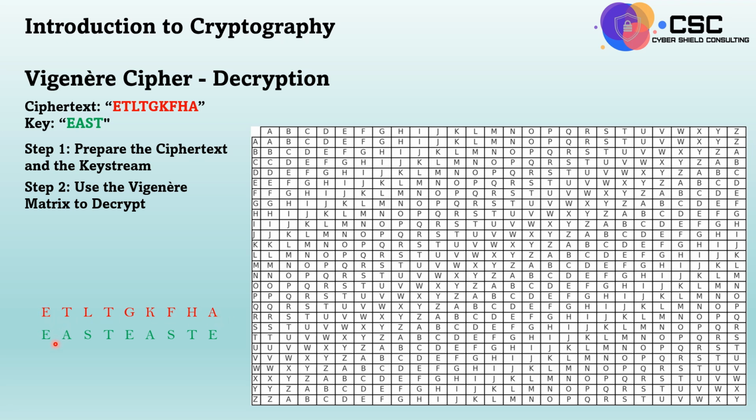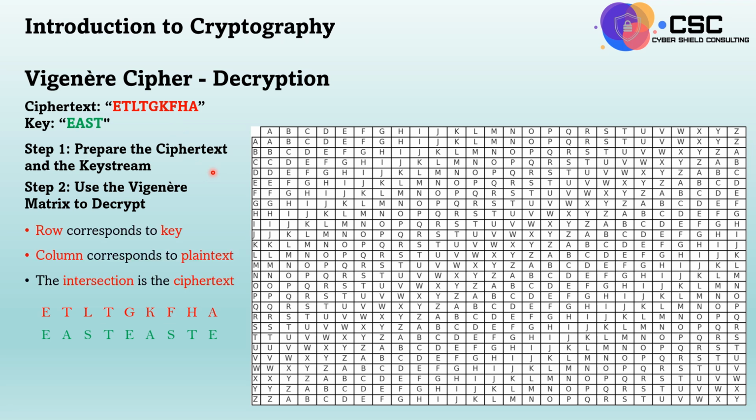I'll prepare it along with the key stream like we did before in the encryption process, but this time I'm using the ciphertext and the same key. Remember, we're doing symmetric encryption, so the key for encryption is the same for decryption, and we follow the same rules. The row corresponds to the key, the column corresponds to the plain text, and the intersection is the ciphertext. The only difference with decryption is the information we have.